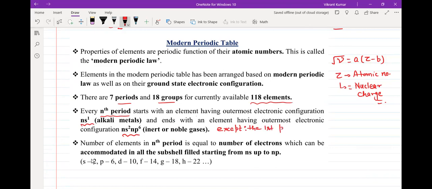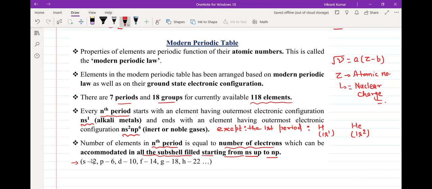In the first period we have what? Only hydrogen, which has 1s1 configuration, and it ends at helium, which has 1s2 configuration, because we know that in the first period we are not going to get any p subshell. That's another part. The number of elements in the nth period is equal to the number of electrons which can be accommodated in all the subshells filled starting from ns up to np. Is it okay? And I've told you the capacity of the subshells.